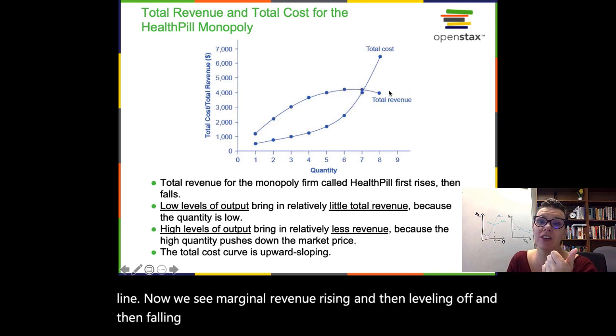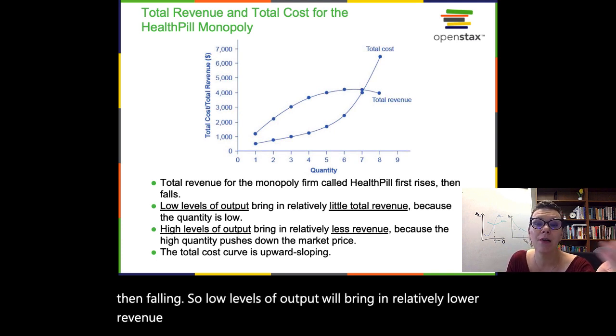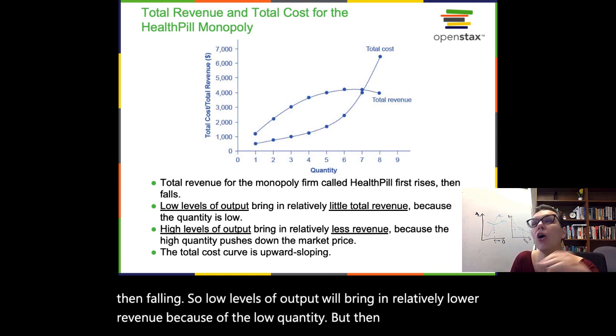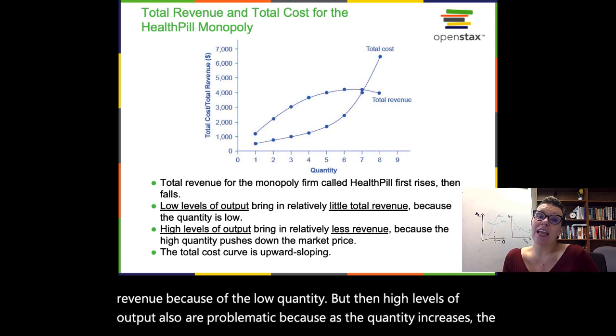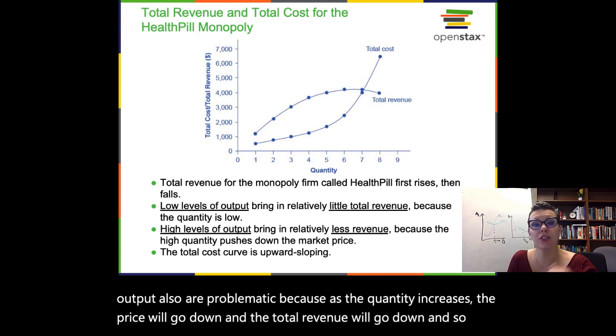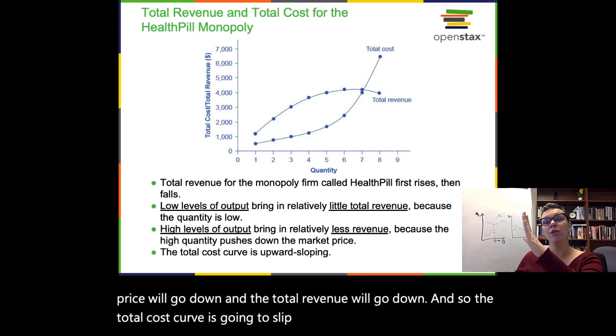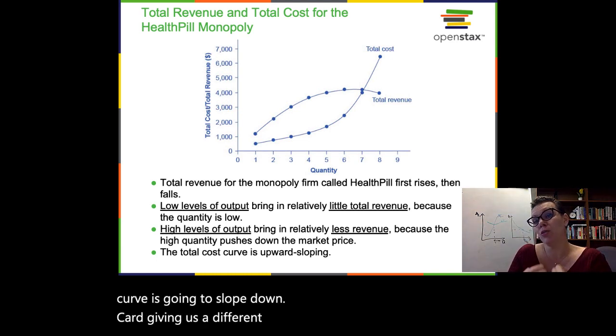Low levels of output will bring in relatively lower revenue because of the low quantity, but high levels of output are also problematic, because as the quantity increases, the price will go down and the total revenue will go down. So the total cost curve is going to slope upward and the total revenue curve is going to slope downward, giving us a different optimal quantity for our monopolist.